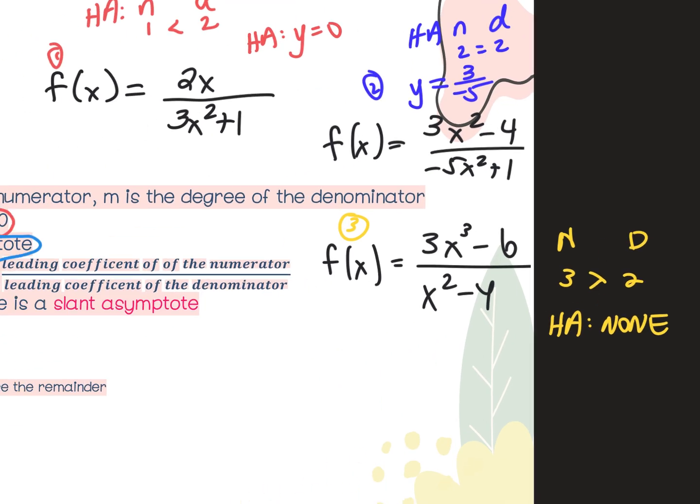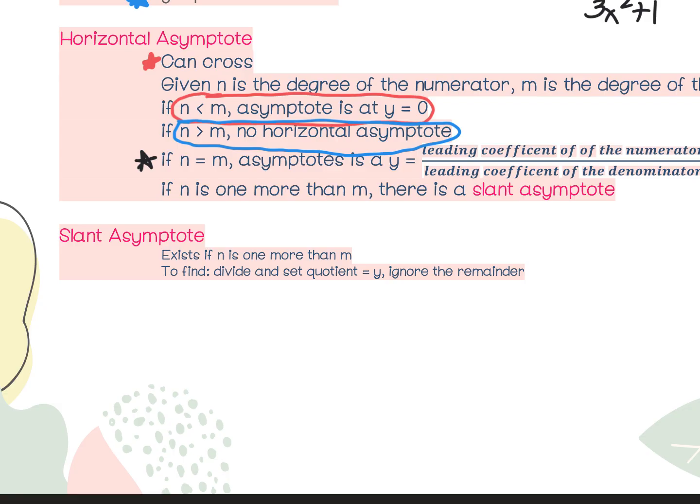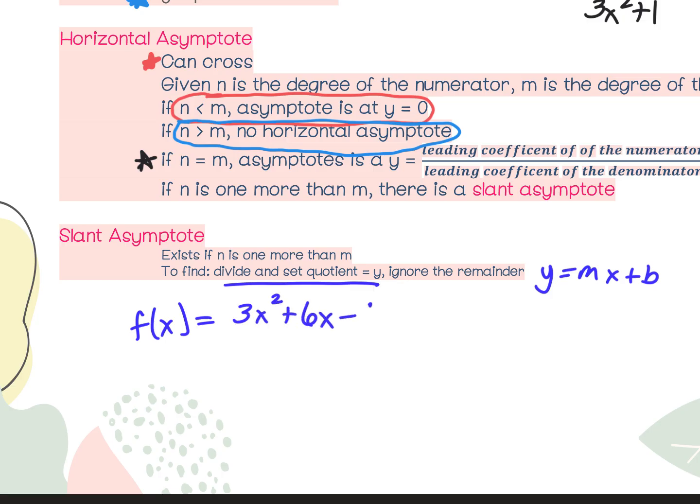And the way that we would find the slant asymptote is long division. Right? You're going to do long division. So if it says divide and set quotient equal to y, you have to have your equation written as y equals mx plus b. It's a line. It's not just y equals or x. It's y. It's got to be an equation of a line. So it would look something like this. If you had f of x, and we'll do this, I don't know, 3x squared plus 6x minus 5 over x plus 2.